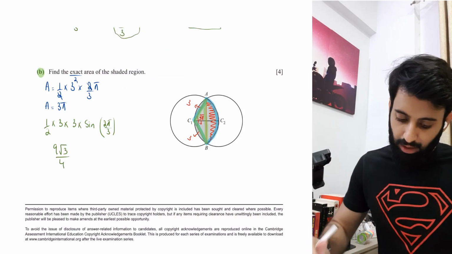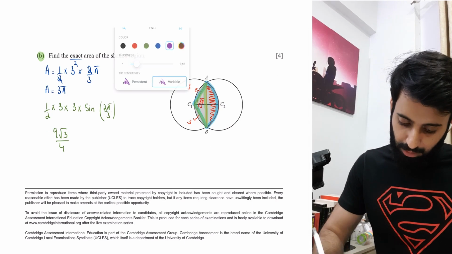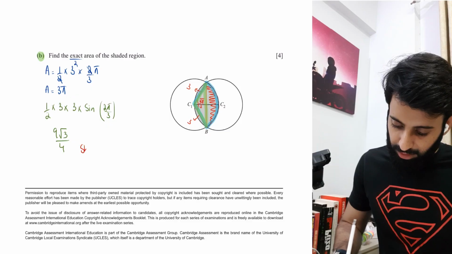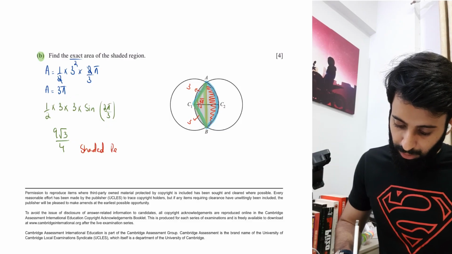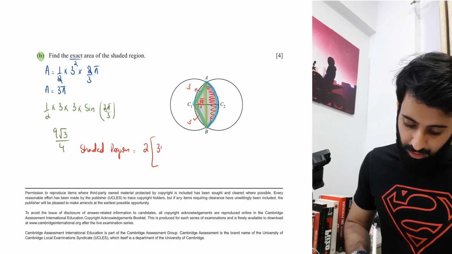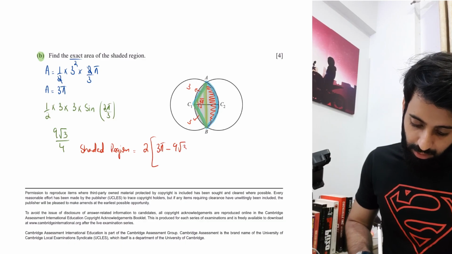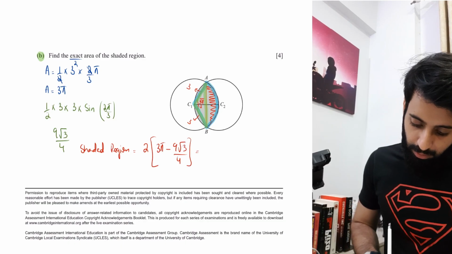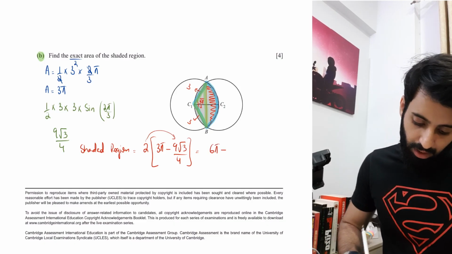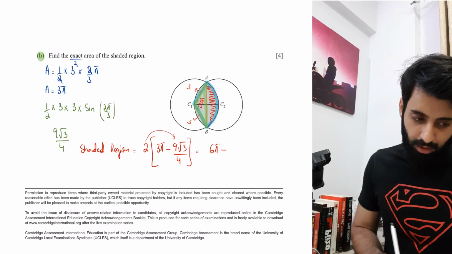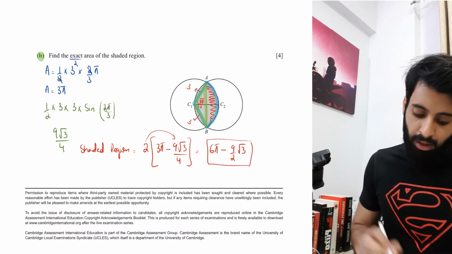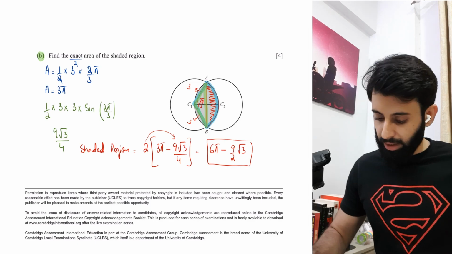Now, in order to find out the area of the shaded region, which is something that I've already colored in red, all I got to do is take, so I'll write shaded region. Now remember, we've only worked out half the area of the shaded region. So 2 times 3 pi minus 9 root 3 upon 4, which will then be equal to 6 pi minus 9 times 2 is 18, and then 18 divided by 4 is 9 upon 2, so 9 upon 2 root 3. And this right here is our final answer, and it's also the correct answer.